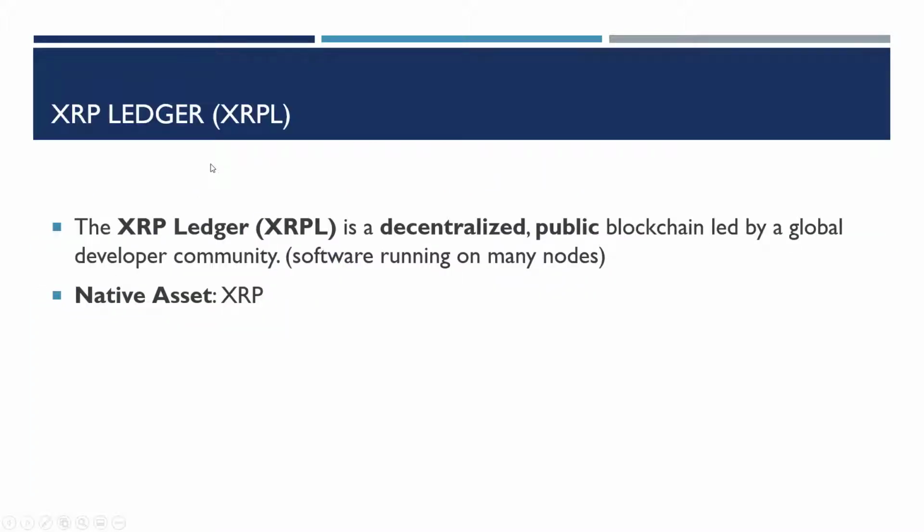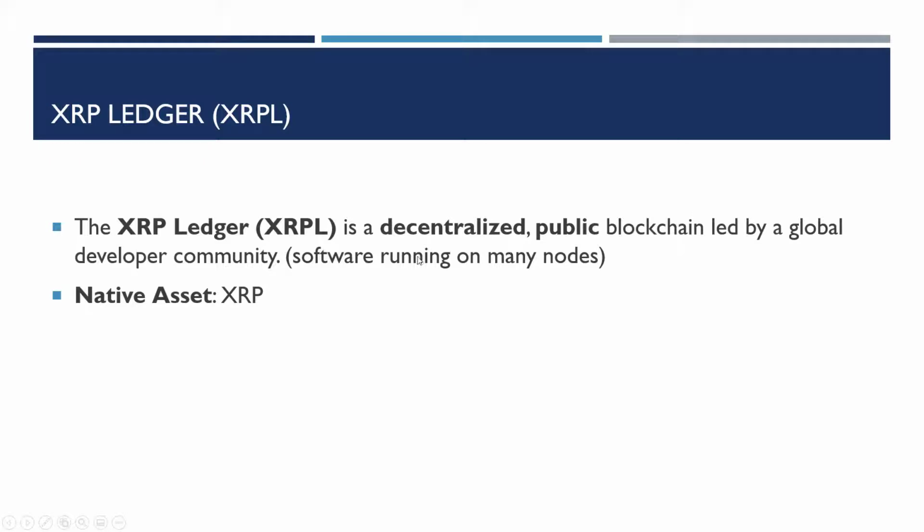Usually when we're talking about the ledger, we're talking about the XRP Ledger. It's basically software running on many different computers, so nodes, decentralized all over the world. The XRP Ledger is a decentralized public blockchain, so we know it's a blockchain, it's decentralized, and it's public, meaning that anybody can look at the transactions and see what is happening on it.